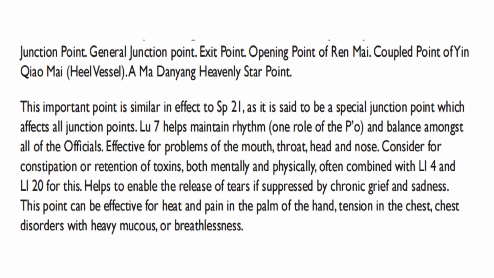This important point is similar in effect to spleen 21, as it is said to be a special junction point which affects all junction points. Lung 7 helps maintain rhythm, which is one role of the lung, and balance among all of the officials. Effective for problems of the mouth, throat, head, and nose. Considered for constipation or retention of toxins, both mentally and physically, often combined with LI4 and LI20 for this. Helps to enable the release of tears if suppressed by chronic grief and sadness.